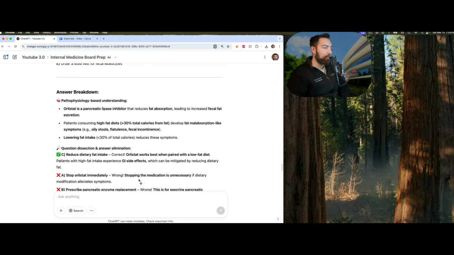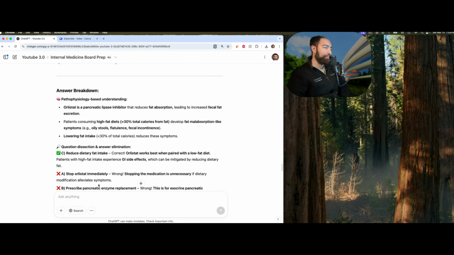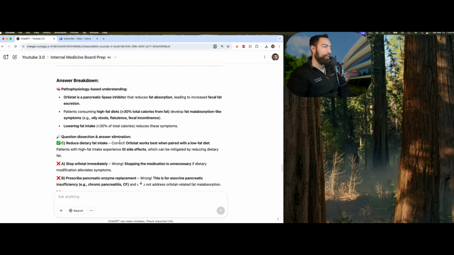Stopping it would be wrong. Stopping the medication is unnecessary at this point. You can just modify the diet because the patient is telling you it's a high-fat diet. Now, if the patient is not taking a high-fat diet, they're on a protein diet, or they try to tell you that, in that case you cannot adjust that, so you may even have to stop it.